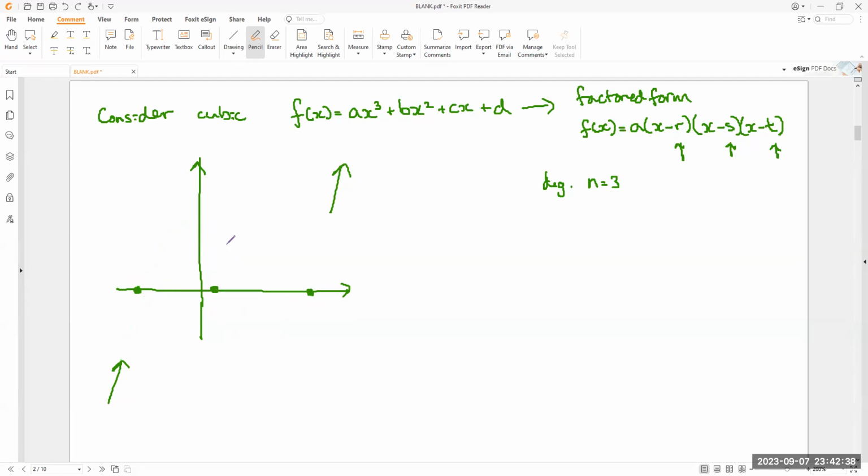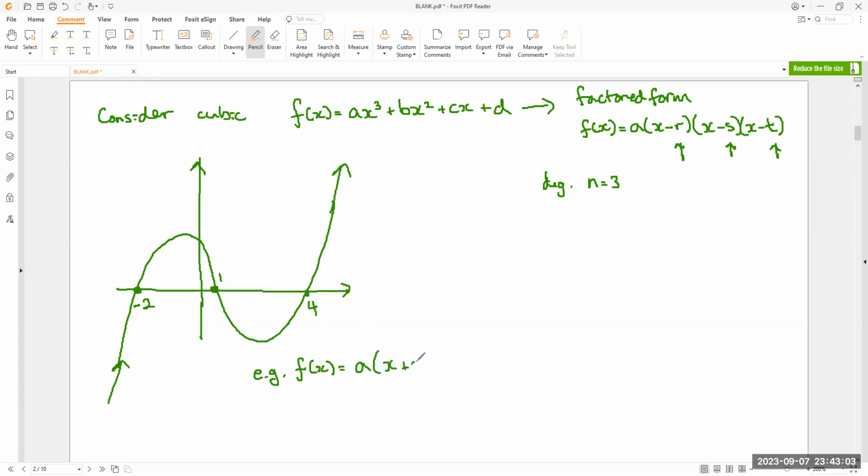So I'm going to just tidy it up a little bit. It's going to look something like this. So for example, let's pretend that's a -2, that's a 1, and that's a +4. What would this equation look like? Well, it will be some value a, x plus 2, x minus 1, and x minus 4. We have 3 zeros.